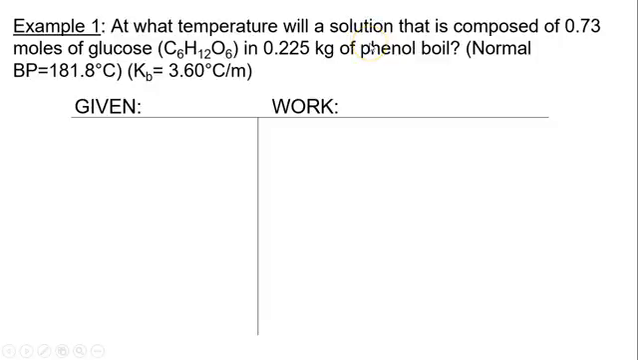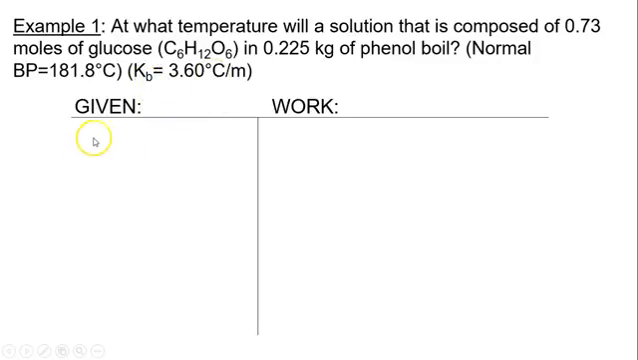Okay. So the normal boiling point of phenol is 181.8. And its molal boiling point constant is 3.60 degrees Celsius per molality, per mole. So really what it's saying is that for every kilogram of this solvent, if I have a mole of the solute, it'll change by 3.60 degrees.